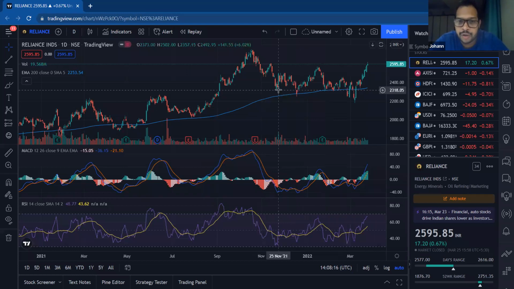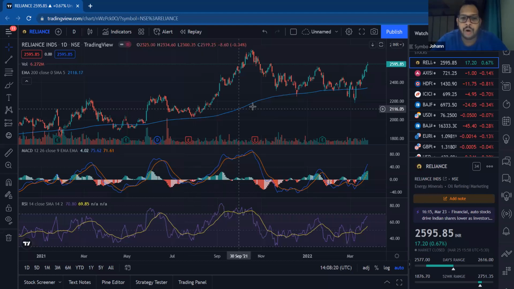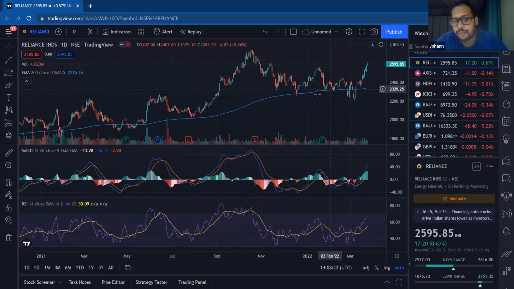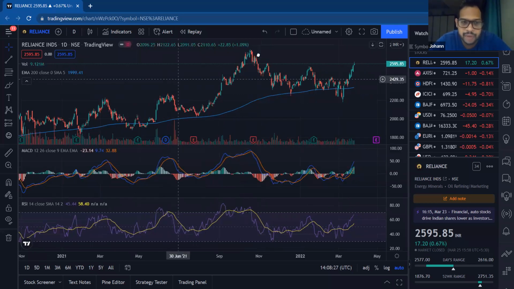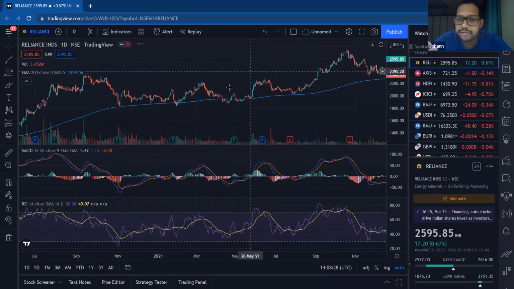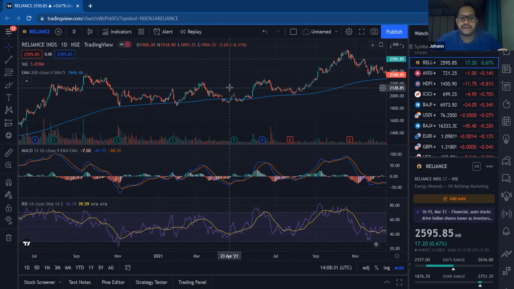Number one, let us look at the EMA. The EMA is what we call support for a stock. Let me give you an example to support my statement. What is the meaning of support? Let's say you're walking in a park, and there's a stone, and you happen to trip over that stone.